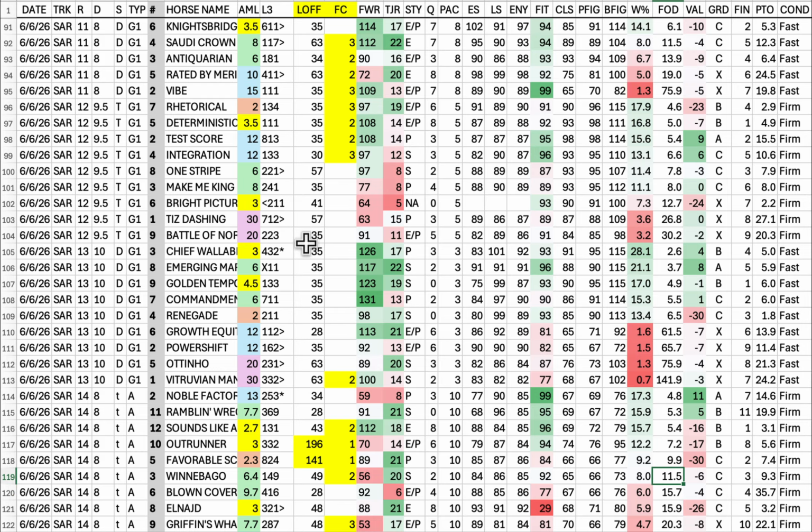And then race 14, this horse sounds like, I can't know his full name, but the 12 won at 3-1. It was a B horse.